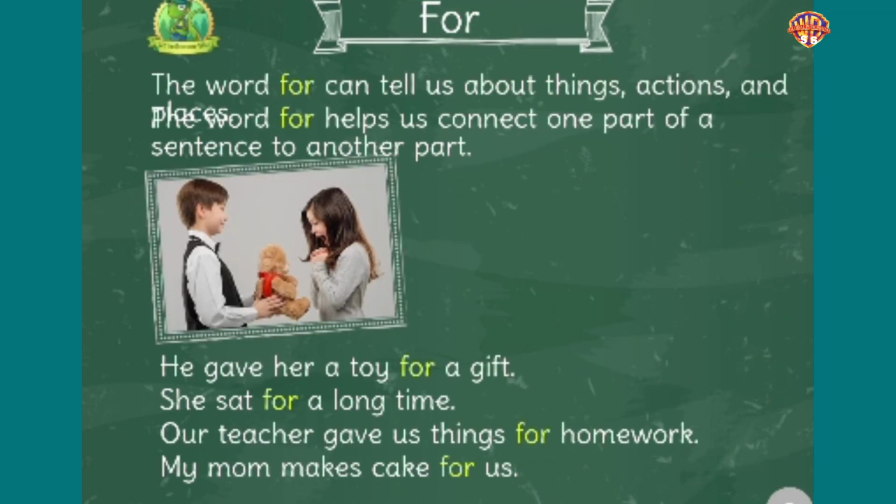For. The word for can tell us about things, actions, and places. The word for helps us connect one part of a sentence to another part. He gave her a toy for a gift. She sat for a long time. Our teacher gave us things for homework. My mom makes cake for us.